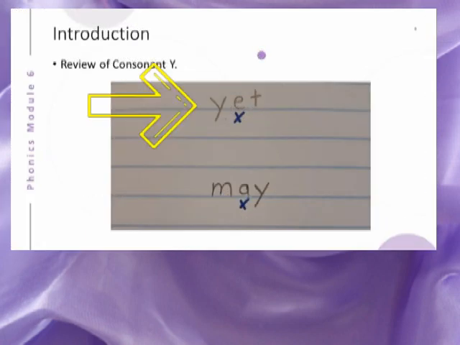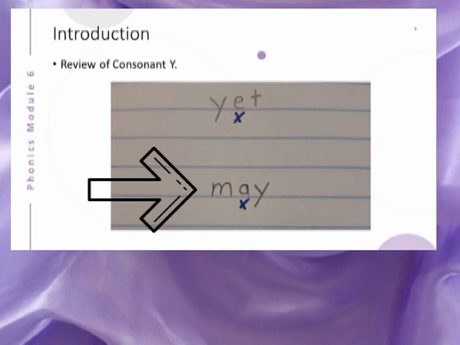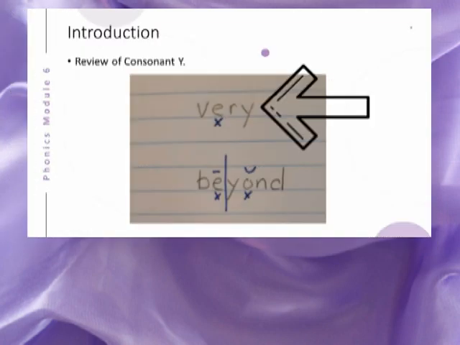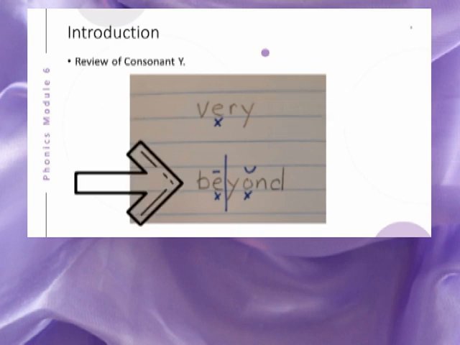In yet, the Y is the first letter in the word and it has the Y phoneme associated with the consonant Y. In May, the letter Y is not the initial letter of the word or the syllable and follows the vowel A, so it is also a vowel. In very, the Y is not the initial letter in the word or syllable and it follows the vowel, even though there is a guardian consonant between the E and the Y. The Y in very is a vowel.